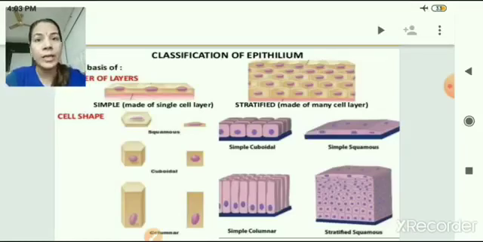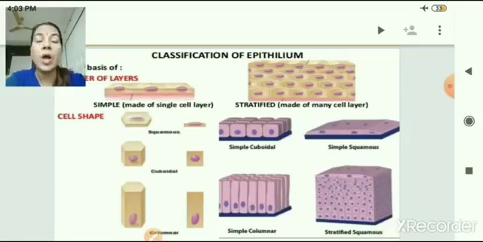Children, if you connect this word stratified, you will come to know that you have studied about stratified rocks in your geography. The same way here also, when there are so many layers of epithelial tissues, those layers form a kind of strata. That is why the name stratified epithelium is given to these kinds of epithelial tissues.